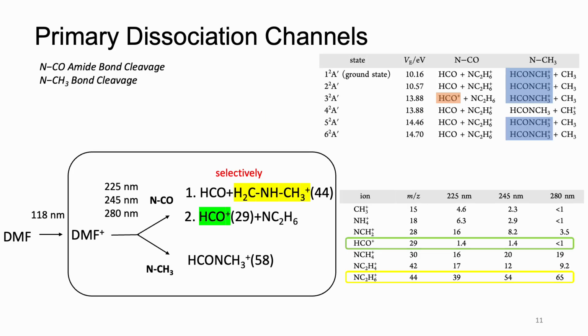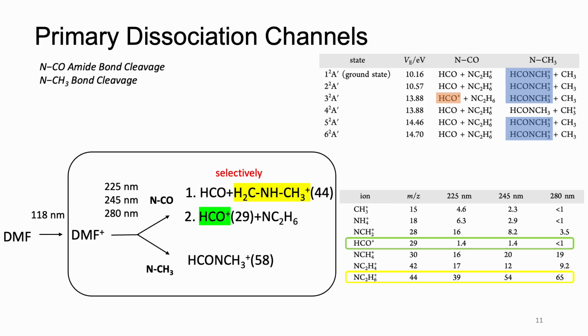DNF is ionized into a cation at 180 nanometers and then dissociated using lasers of three different wavelengths. We first focus on the primary dissociation channel, including the cleavage of the NCO or N-methyl bond. At all three wavelengths studied, the strongest signal appears at m/z 44, corresponding to the yellow region associated with the NC2H6 ion. This ion is the major product formed directly from the cleavage of the NCO-methyl bond.